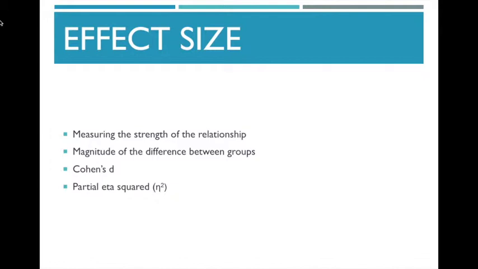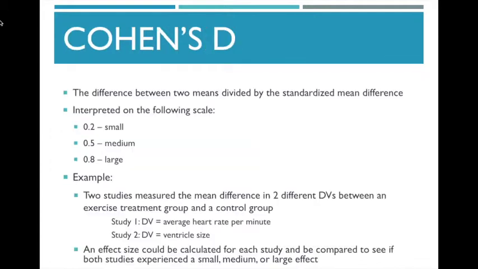Effect size can be measured with Cohen's d, the partial eta squared, Pearson's correlation, which we'll cover in Module 10, odds ratio, and relative risk. Cohen's d is the difference between two means, divided by the standardized mean difference. The standardized mean difference simply means that you can compare the effect sizes across different studies that use different dependent variables.